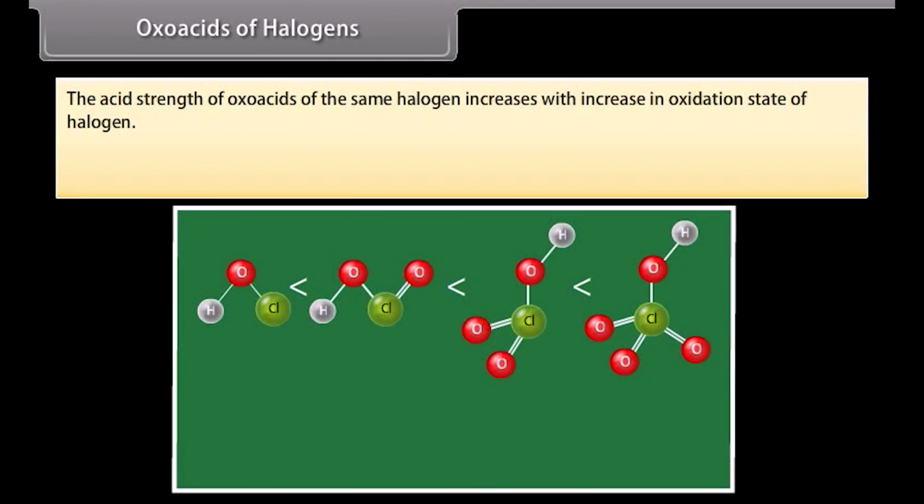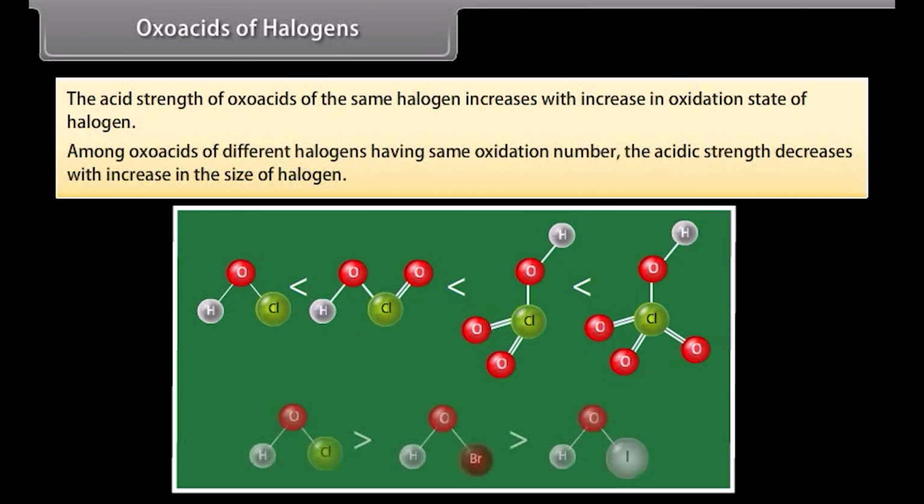The acid strength of oxoacids of the same halogen increases with increase in oxidation state of halogen. For example, the acid strength of different oxoacids of chlorine is in the order shown. Among oxoacids of different halogens having the same oxidation number, the acidic strength decreases with increase in the size of halogen. For example, the acidic character of the hypohalous acid series is in the order shown: the greater the size of the halogen atom, the lesser will be its electronegativity, and hence the lesser will be the acid strength of the acid.